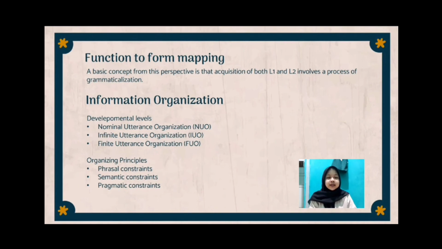Here I will explain about function to form mapping. So the basic concept for this perspective is that acquisition of both L1 and L2 involves the process of grammaticalization, in which a grammatical function is first conveyed by shared extra-linguistic knowledge and inferencing based on the context of discourse, then by a lexical word, and only later by a grammatical marker.